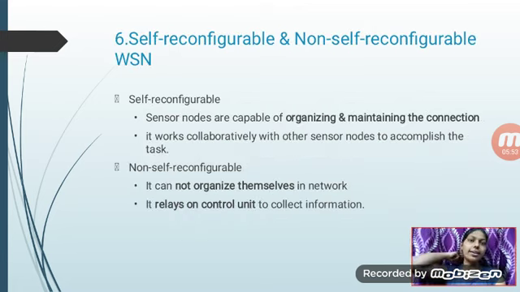The next is self-reconfigurable and non-self-reconfigurable. In a self-reconfigurable network, sensor nodes are capable of organizing and maintaining the connection. They work together with the other sensor nodes to accomplish the task. And the next is non-self-reconfigurable. Here the sensor nodes are not able to organize themselves in a network, and it relies on a control unit to collect information.